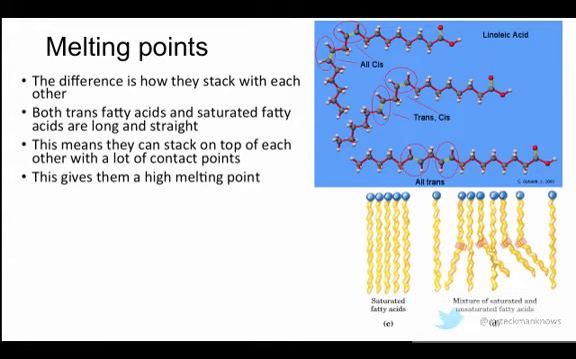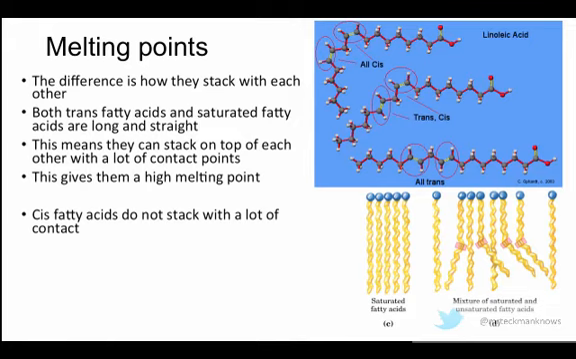If you don't have very much contact, like in this case where we're bending off to the right or to the left, we can't get very much contact, you're not going to have very high van der Waals forces. You're not going to have a very high melting point. So trans and saturated fats tend to be solid and form globules, and cis fatty acids tend to be oily.